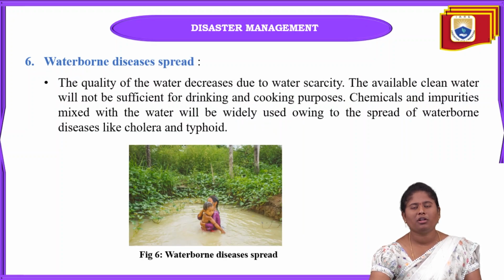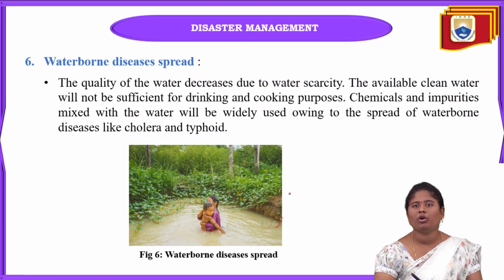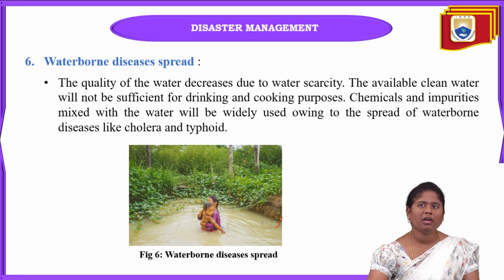And next one is waterborne diseases spread. In the picture you can see this is contaminated water, and in that contaminated water these kids are playing. Because of this we are going to get waterborne diseases like cholera, typhoid, malaria. Why? Because in some areas, contaminated water can only be used for washing purposes and in most cases may not be useful for drinking, but in some areas they are using it for drinking also.